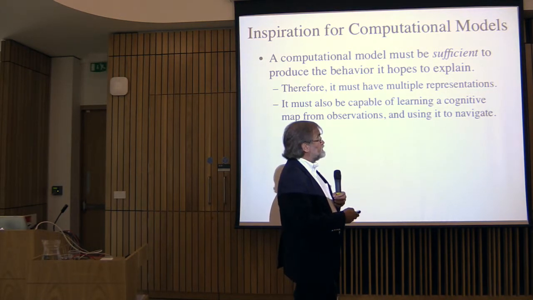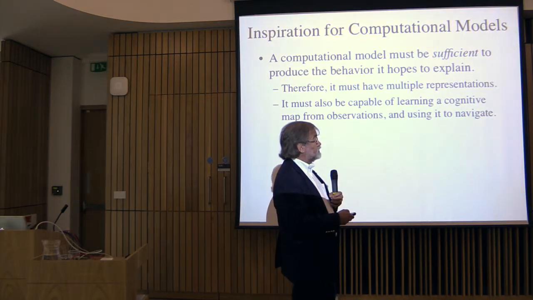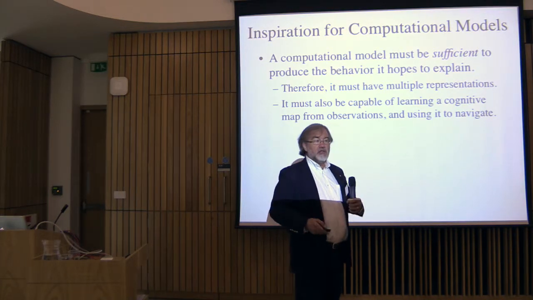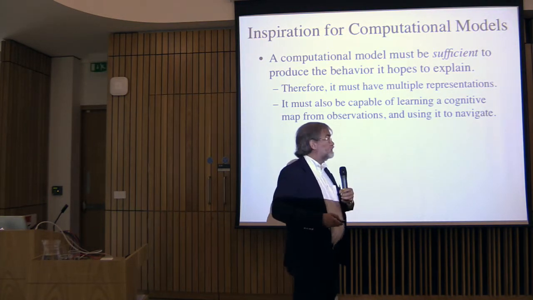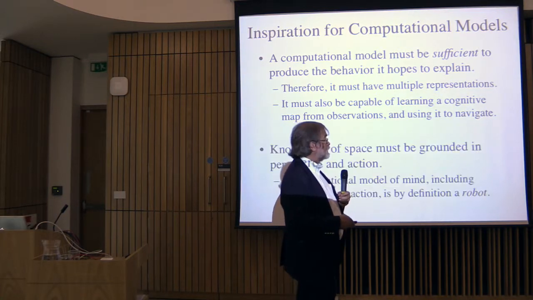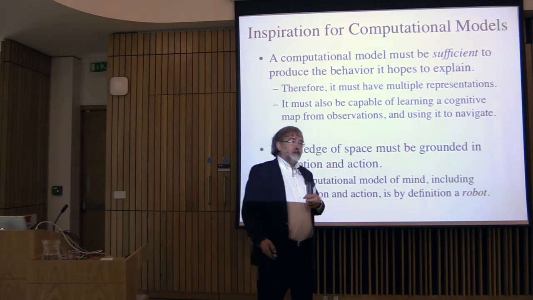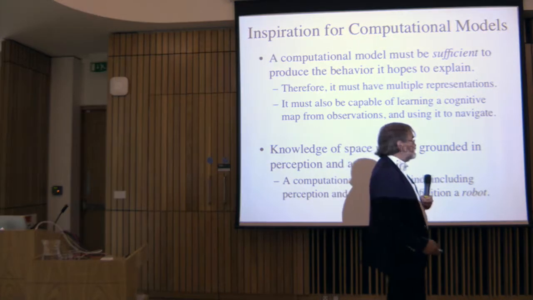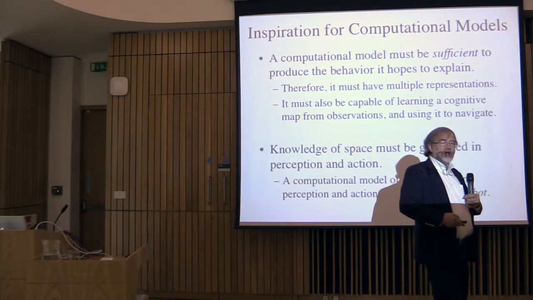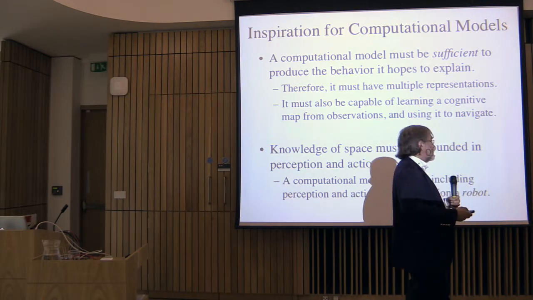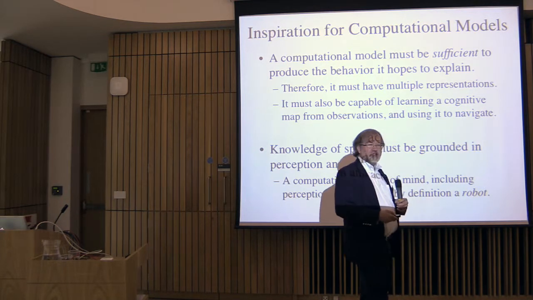And since what we've seen is that the human's knowledge of space includes multiple knowledge representations, then our computational model had better have multiple representations too. So part of what this implies is that we really need to have perception in action. So the model has to be grounded in this kind of interaction with the world.